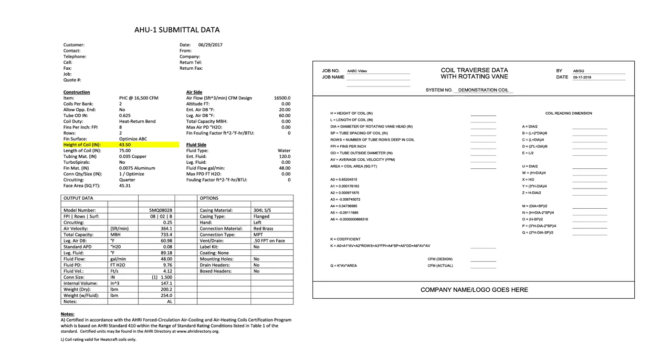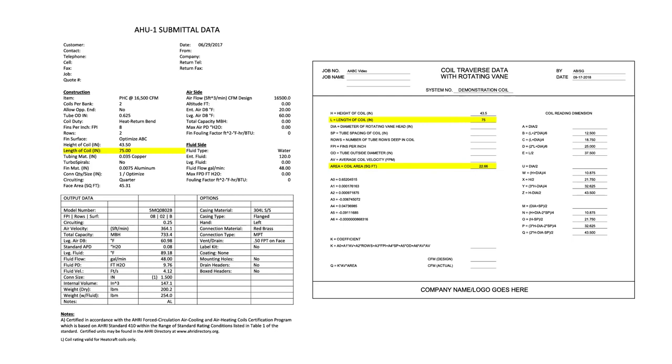From the submittal data, record the height of the coil on row. H equals height of coil as 43.5. Notice the coil reading dimensions are automatically calculating on the right of the form. From the submittal data, record the length of the coil on row. L equals length of coil as 75. Notice the coil area is automatically calculated on area equals coil area as 22.66 square feet.